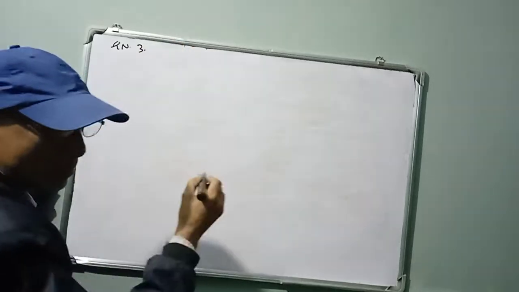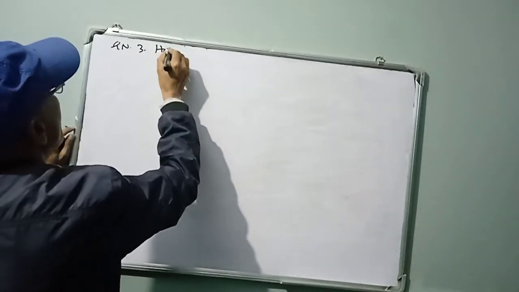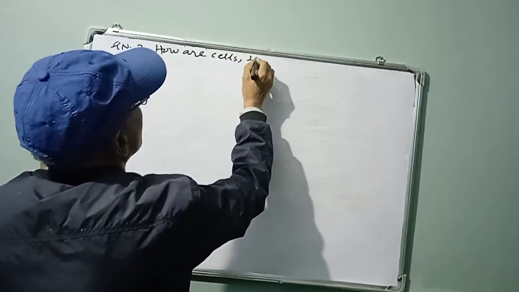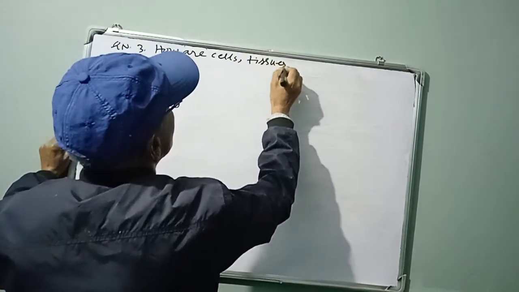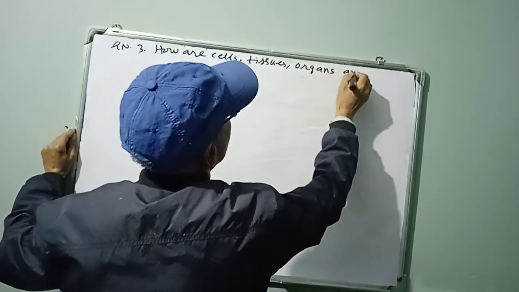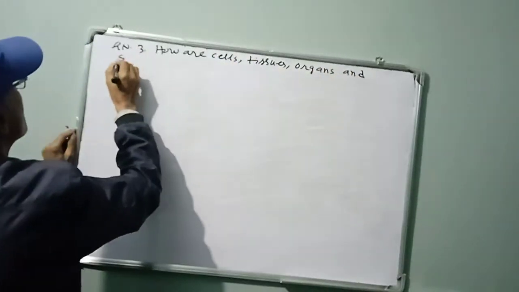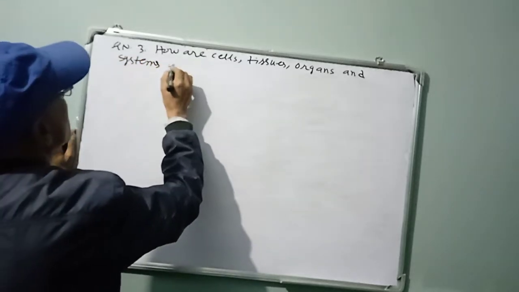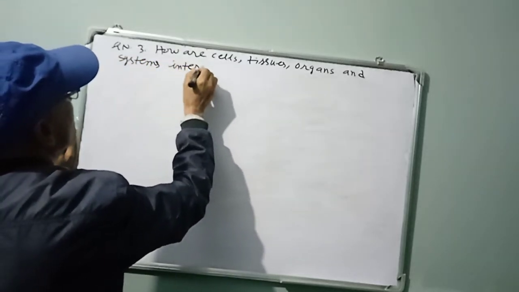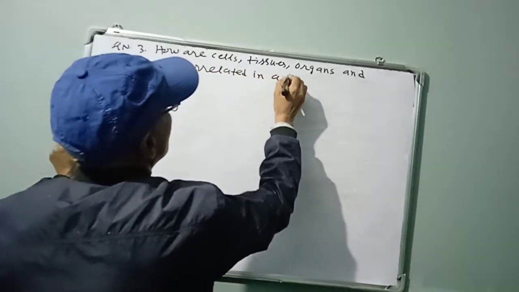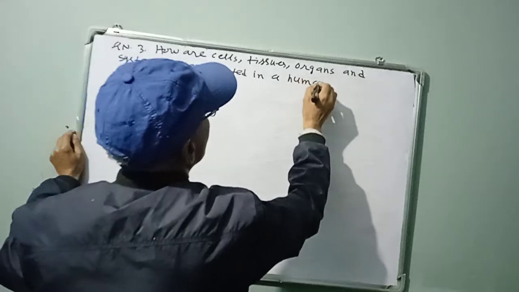Okay. Sometimes this question can be asked. How are cells, tissues, organs and systems related or interrelated? Interrelated in a human body.